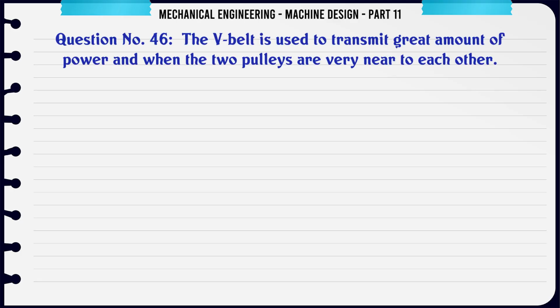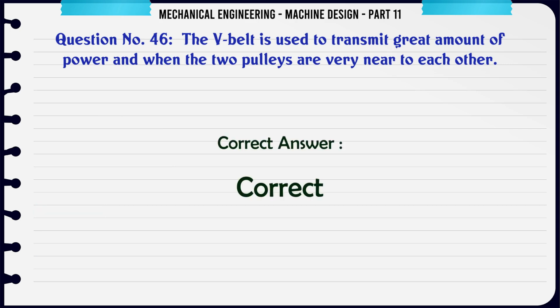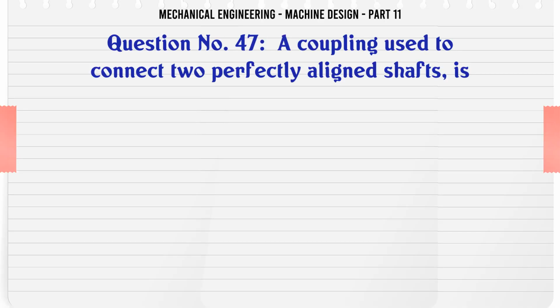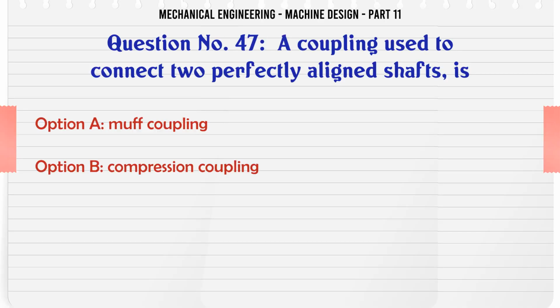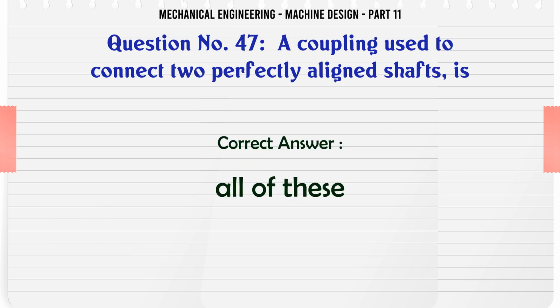The V-belt is used to transmit great amount of power and when the two pulleys are very near to each other. A. correct, B. incorrect. The correct answer is correct. A coupling used to connect two perfectly aligned shafts is A. muff coupling, B. compression coupling, C. flange coupling, D. all of these. The correct answer is all of these.